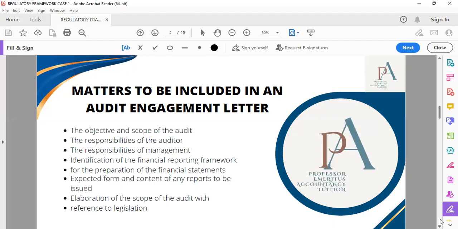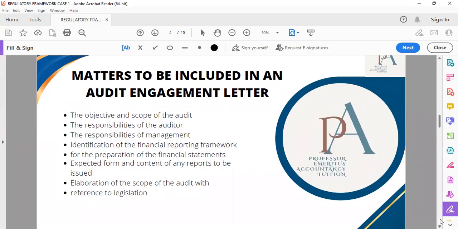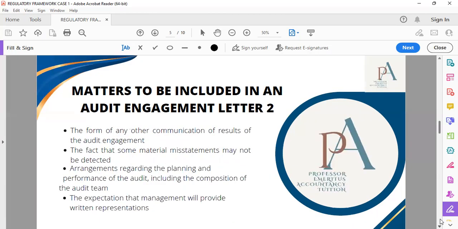They can elaborate on the scope of the audit with reference to legislation. So which applicable legislation are they going to, which other legislation are they going to be making reference to? International auditing standard, international accounting standard that they are going to follow in their audit assignment.